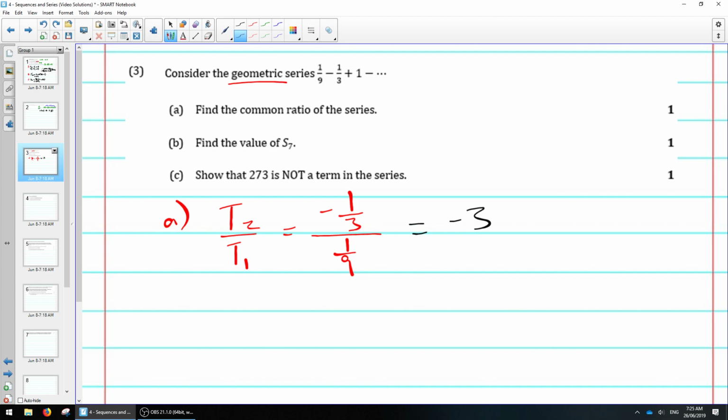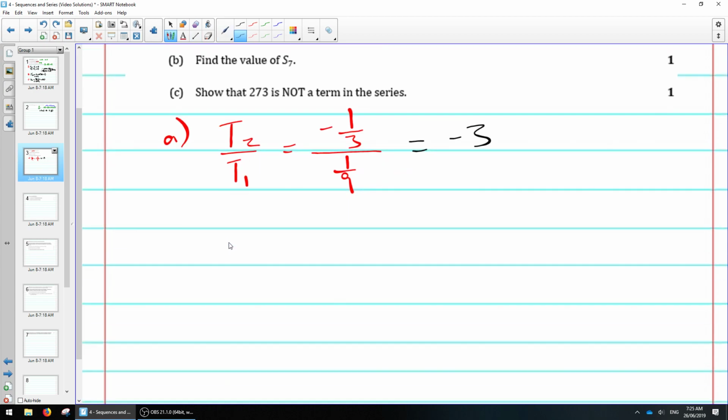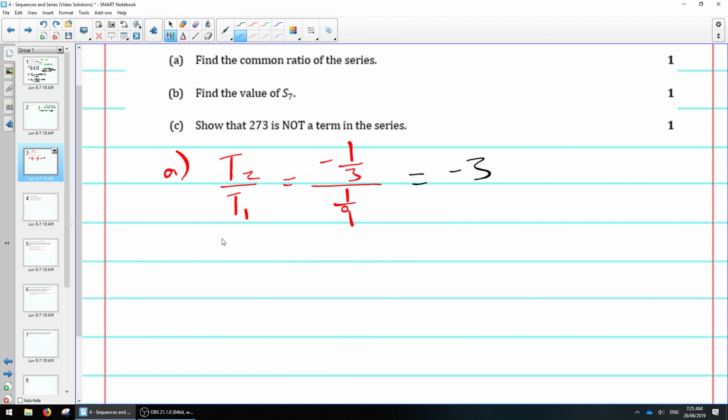Also, because the absolute value of our ratio is greater than 1, we know it's a divergent geometric series. So the numbers are getting bigger rather than getting smaller. And so the question now is asking us to find S7. So S7 meaning we want to find the sum of the first 7 terms. And again, you could just find the first 7 terms and add them all up, and it wouldn't be too unreasonable to do that for 1 mark. It would be a bit long though.